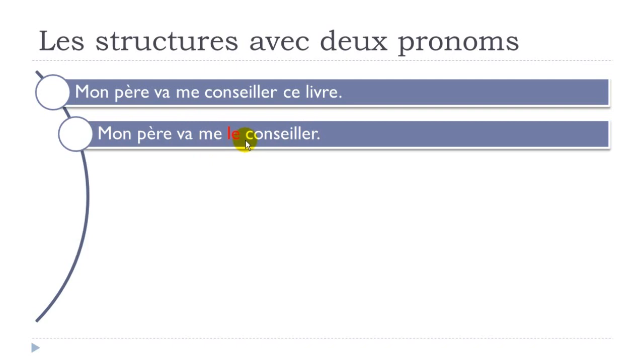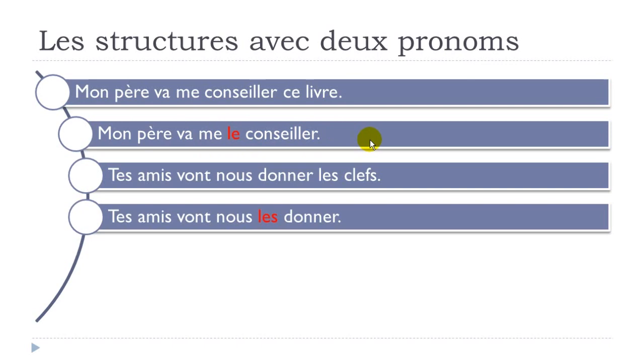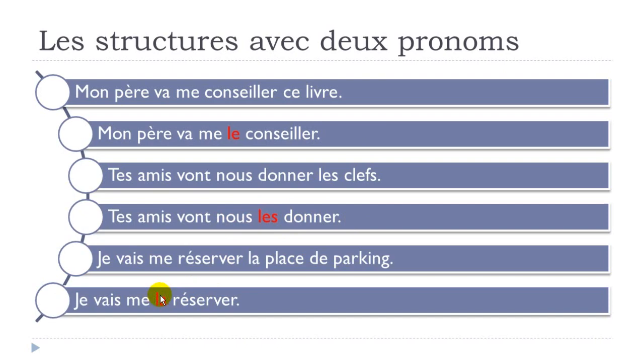Tes amis vont nous donner les clés. Tes amis vont nous les donner. Je vais me réserver la place de parking. Je vais me la réserver. So the rule goes like that: me, nous, as we saw, first place, then le, la, les, second place, and after that your second verb.